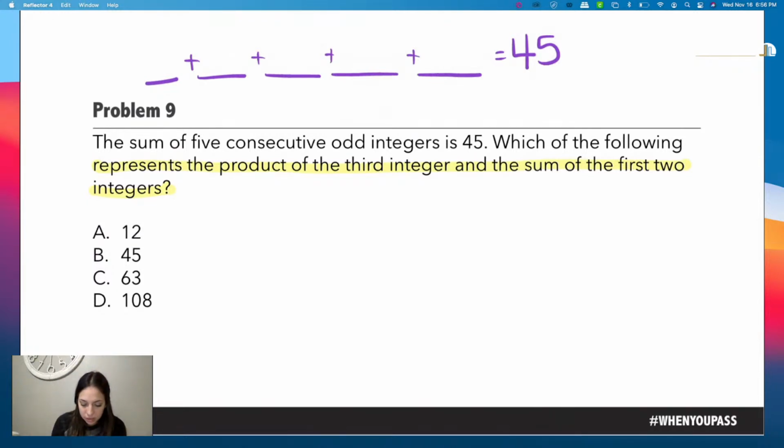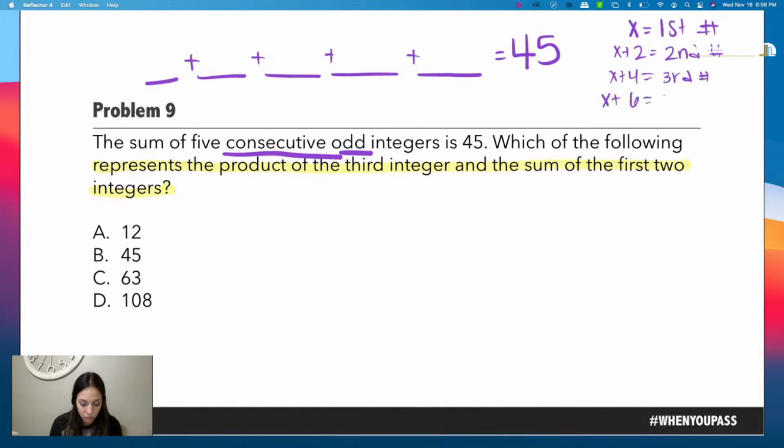So if x is my first integer, and I know they are consecutive, they're back to back, odd integers, then x plus 2 is going to equal the second number. X plus 4 is going to equal the third number. X plus 6 is going to equal the fourth number. And x plus 8 is going to equal the fifth number.